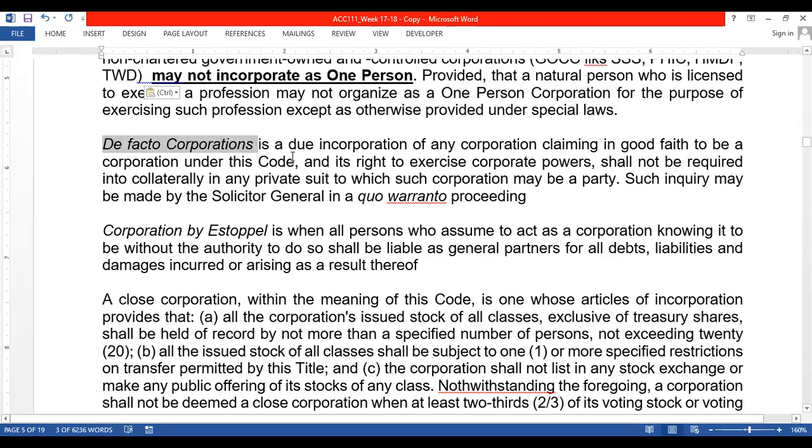And same with the partnership po, meron din silang de facto corporation. De facto corporation, this is a corporation of any corporation claiming in good faith. So these are legal corporations. Okay? And corporation by estoppel naman, ayan, so all persons who assume to act as a corporation knowing it is without the authority. So nagbuot lang sila ng corporation without any license coming from the Securities and Exchange Commission. That is corporation by estoppel.